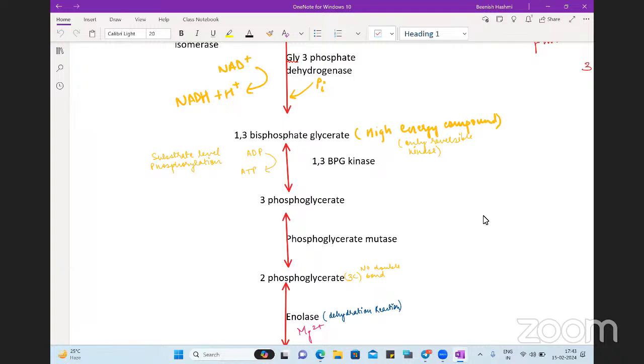So this is substrate level phosphorylation, because we can see here at the level of the substrate, one ATP molecule has been formed without the requirement of the electron transport chain. So we say that 1,3-bisphosphoglycerate is a high energy compound because you get one ATP molecule from it.